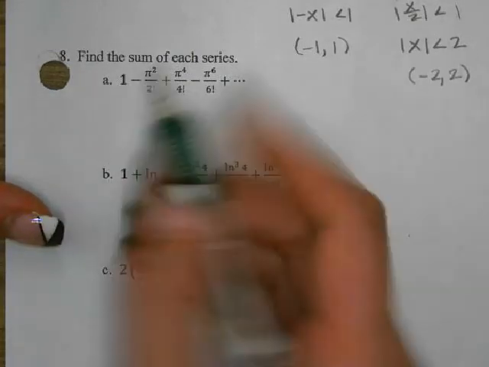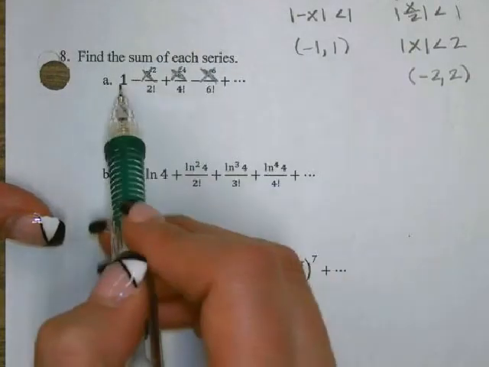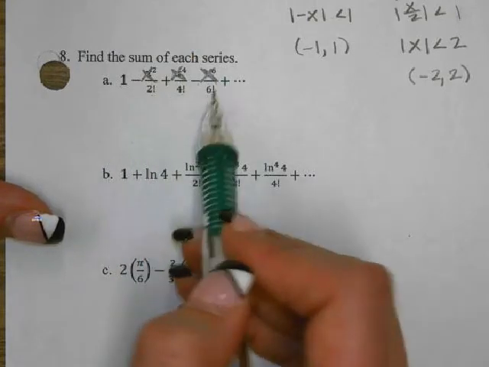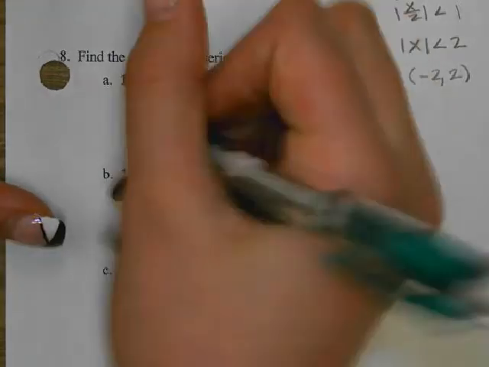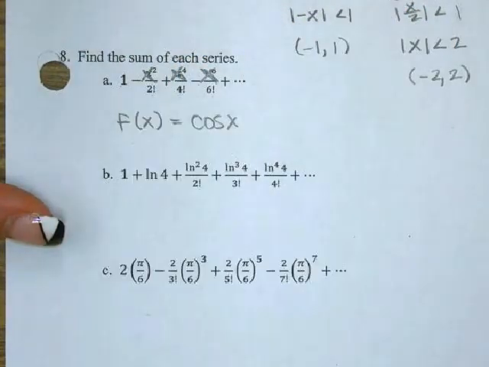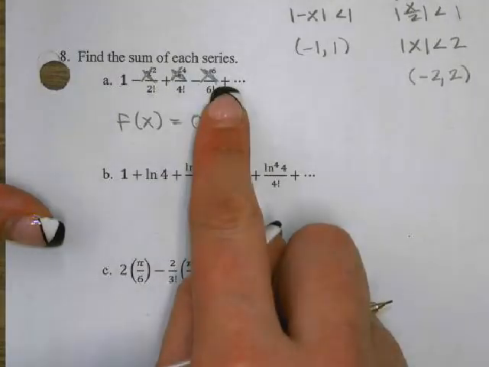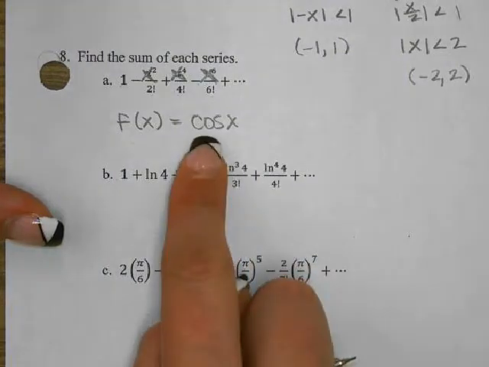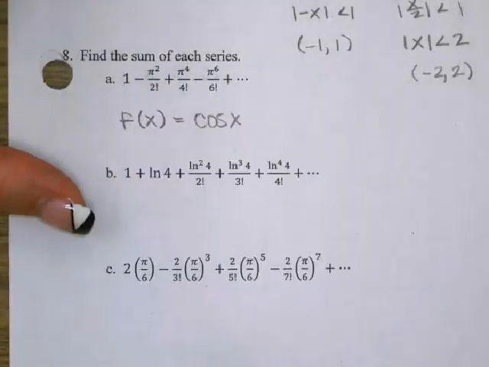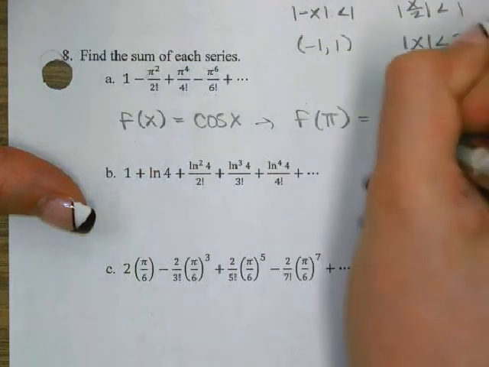So if you look at this, think about this curve right here. I'm ignoring the pi's, I'm putting x's there instead. 1 minus x squared over 2 factorial plus x to the 4th over 4 factorial minus x to the 6th over 6 factorial. If you recognize that, that is the function f of x equals cos x, and this is the polynomial approximation for it. If we were to take this polynomial approximation and continue it forever, it would perfectly be represented by cos. So if I want to find the sum of the series, and it looks like they plugged in pi, then if I plug pi into cos, I can get the sum without working very hard.